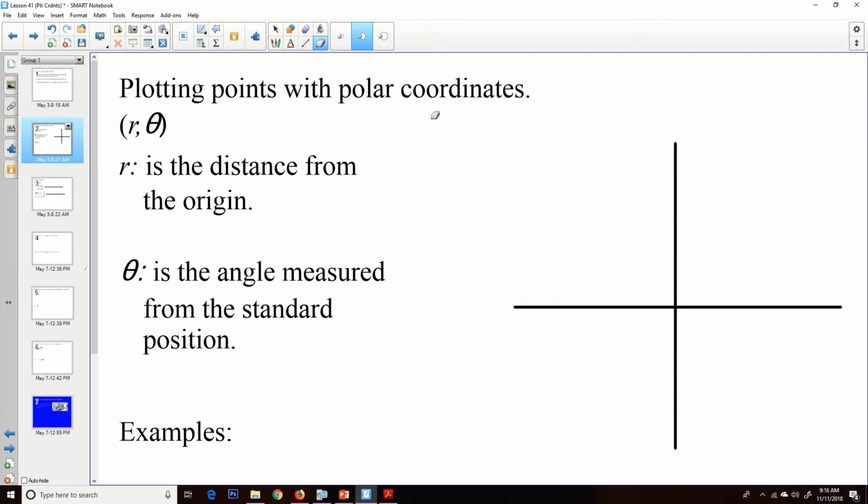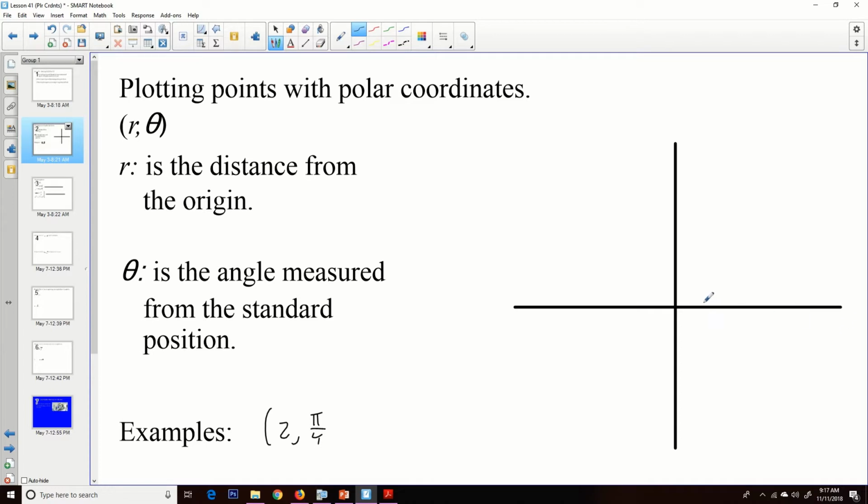And polar coordinates are a little bit different than that. They are still expressed as an ordered pair, but they're expressed as r, a distance from the origin. So if here's my origin, then r is going to be the distance away, and then theta is going to be an angle measured from the standard position. As a real quick example, and I'll probably do two, let's say I said 2 comma pi over 4, just as a simple instance.